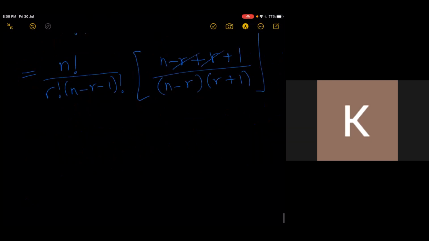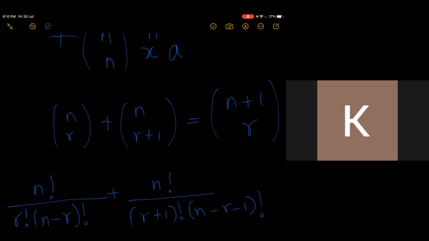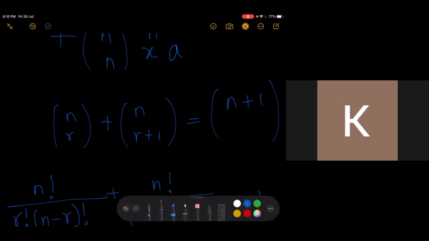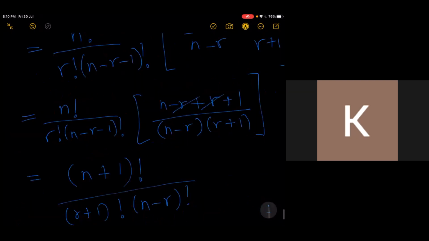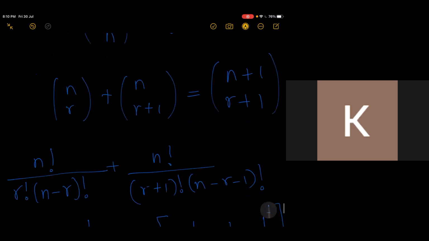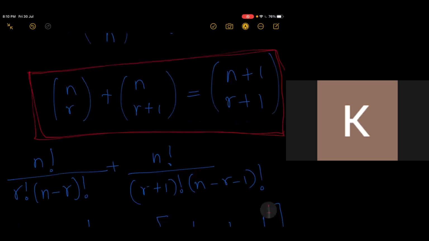So if you expand the bracket, what will you get? n plus 1 factorial divided by (r plus 1) factorial (n minus r) factorial. You are right. So this will be r plus 1, right? Okay. So keep this identity in mind. We will use this for proving the binomial theorem. I'm just making a box around it. Just note down this identity.